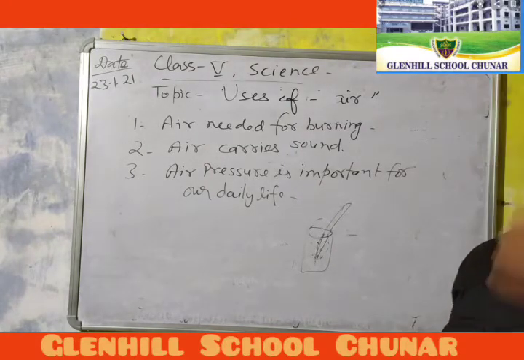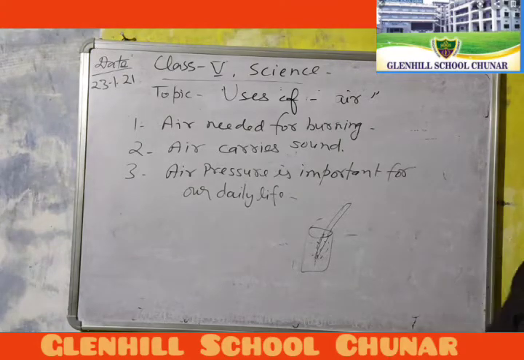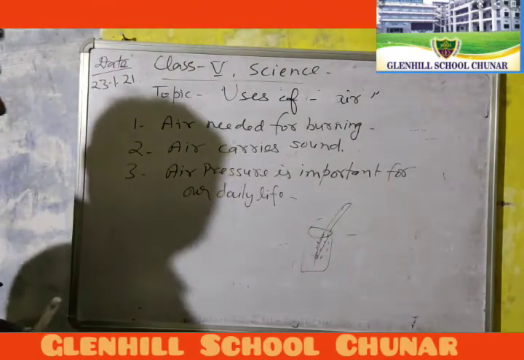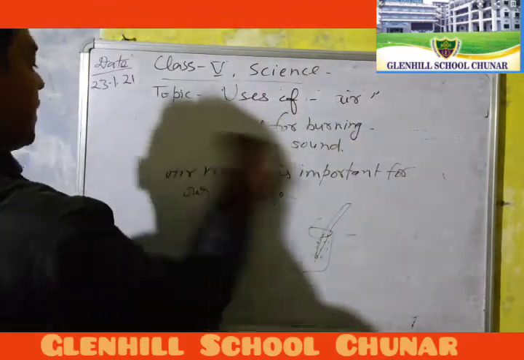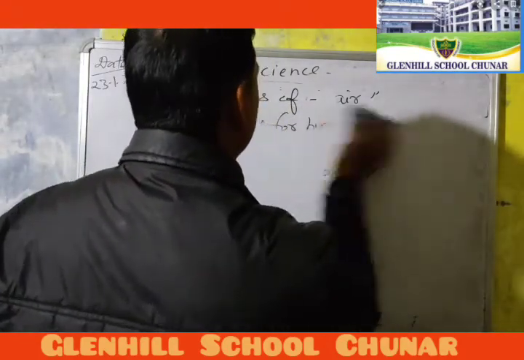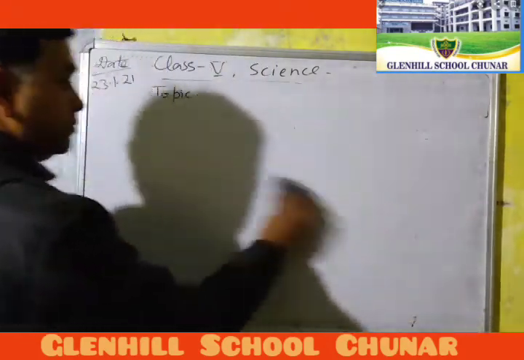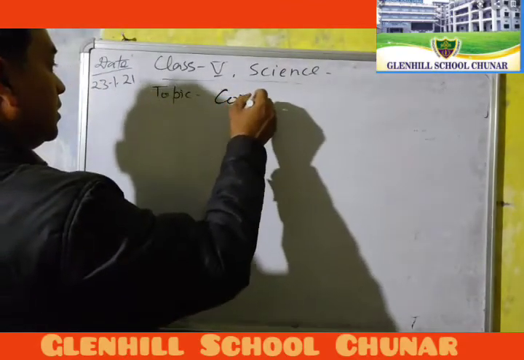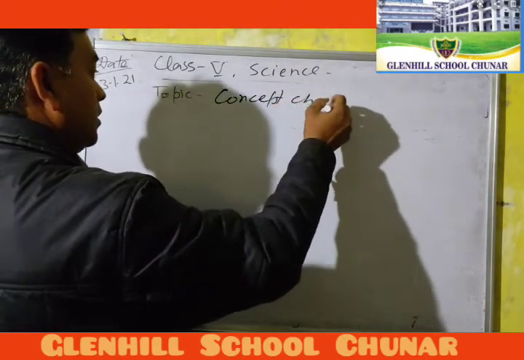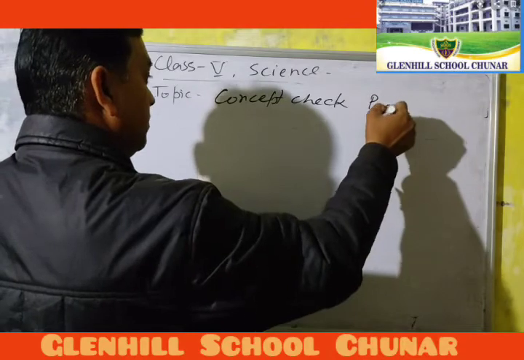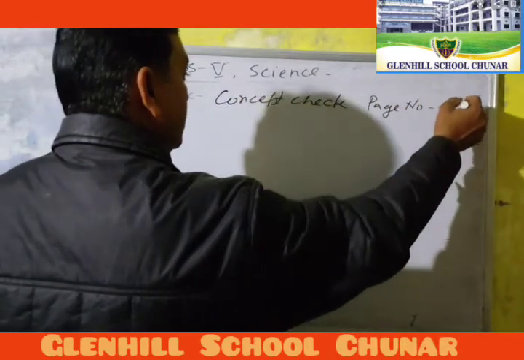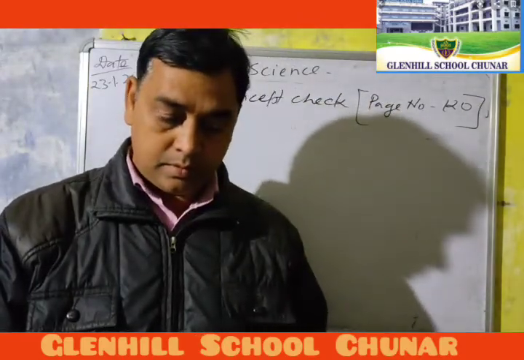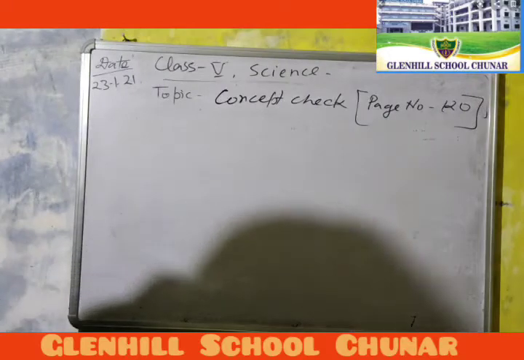Okay. Now students, there is a concept check given on page number 120. So get ready to write down the concept check with the help of a pencil. Page number 120. Students, be ready with pencil and eraser. I am also taking the book for the explanation of the question.